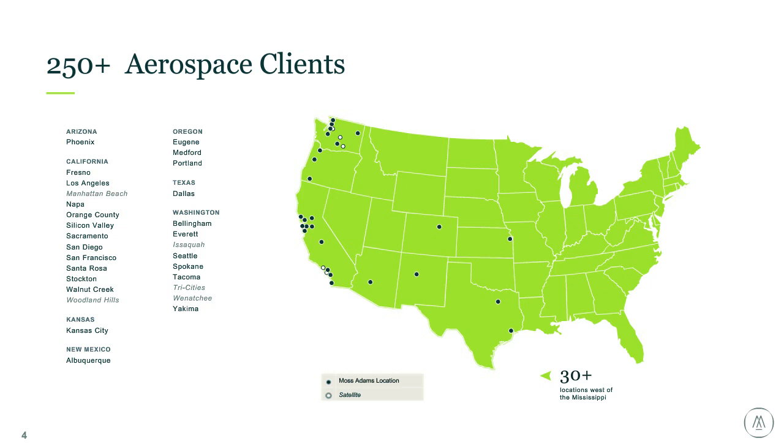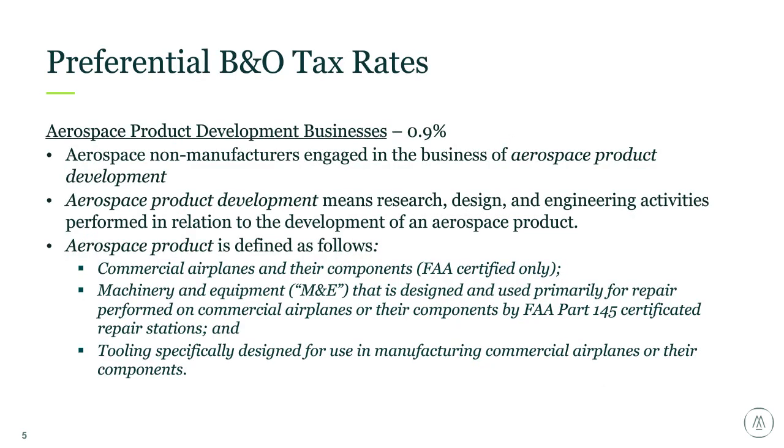All right, so before diving into the preferential B&O tax rates, just to be clear on the types of companies that generally qualify for all these incentives. Typically, if you are a manufacturer of a commercial airplane, a manufacturer of a component of a commercial airplane, a manufacturer of tooling used in the manufacturing of a commercial airplane, or a FAR Part 145 repair station, or an engineering firm or non-manufacturer engaged in aerospace product development, if you fall into any of those categories, most, if not all of these incentives will apply to you.